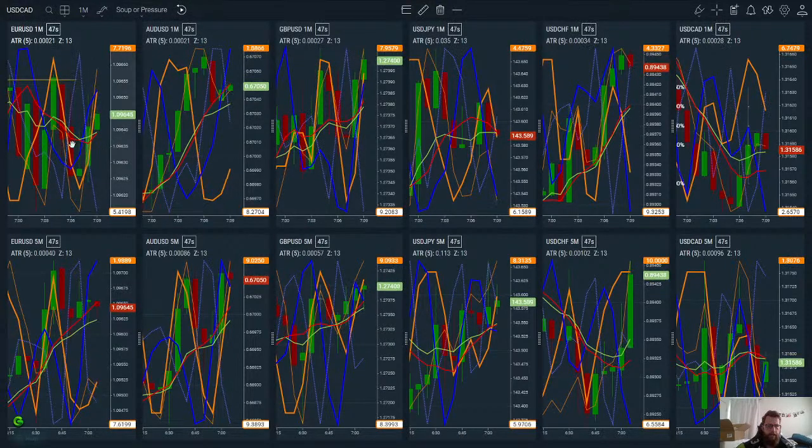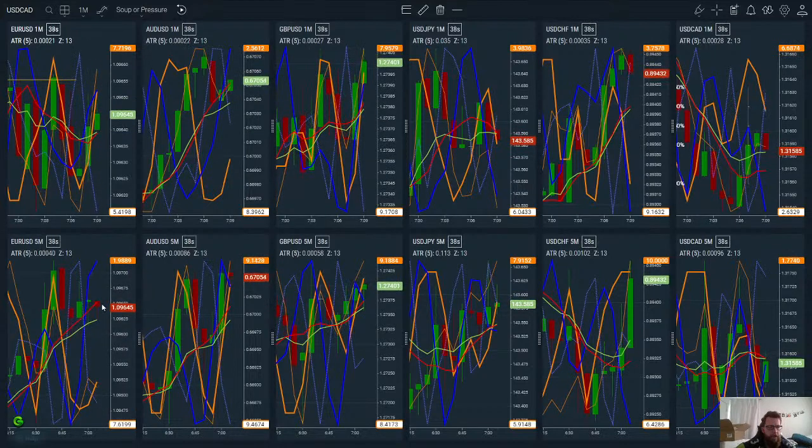This is a good sign though. Again, looks like we're getting some rejection off of this pressure here on the 5-minute, which again is a very good indication going in the direction of the trade that we would want.